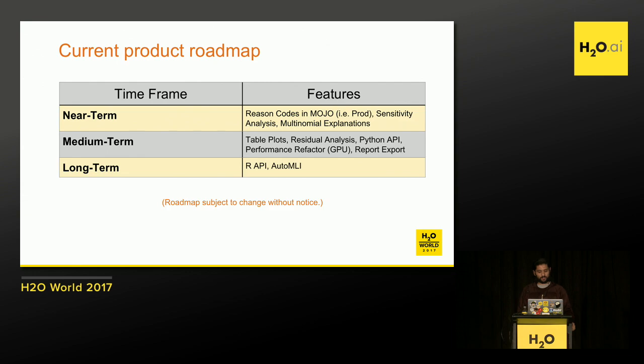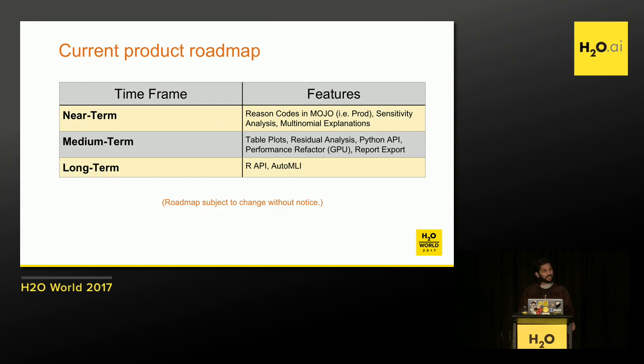So now we'll talk about the product roadmap that we have for MLI. We've been working on MLI for the past maybe 6 months or so, and I'll explain what we're planning to do in the near future. One thing we want is to have reason codes in production. The KLIME technique I presented earlier could be used to get reason codes. Reason codes are basically, for a particular row, why was that response made? We would like to get this in production so customers can use it on a day-to-day basis and get real-time reason codes for what's going on.